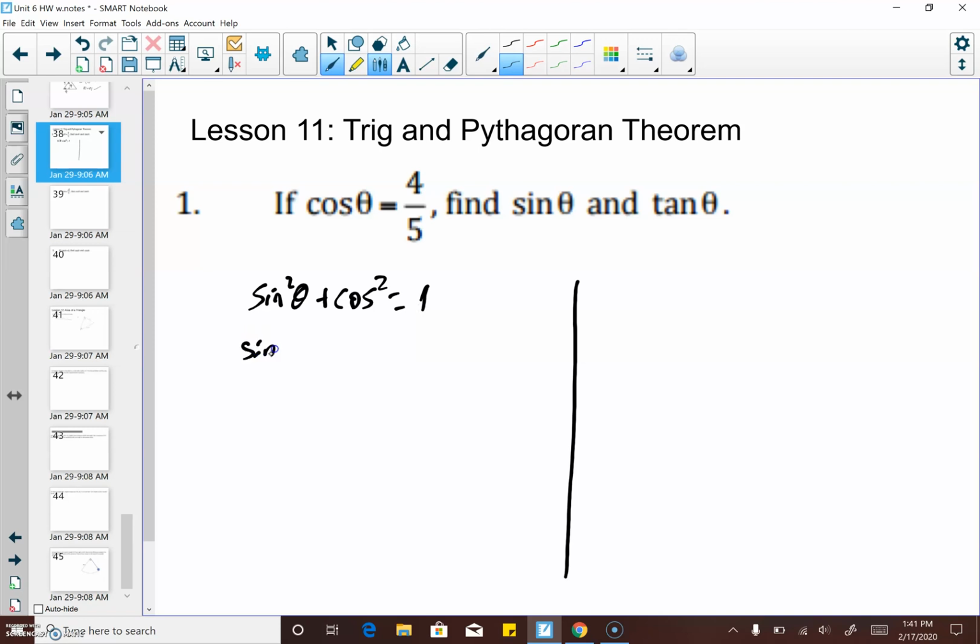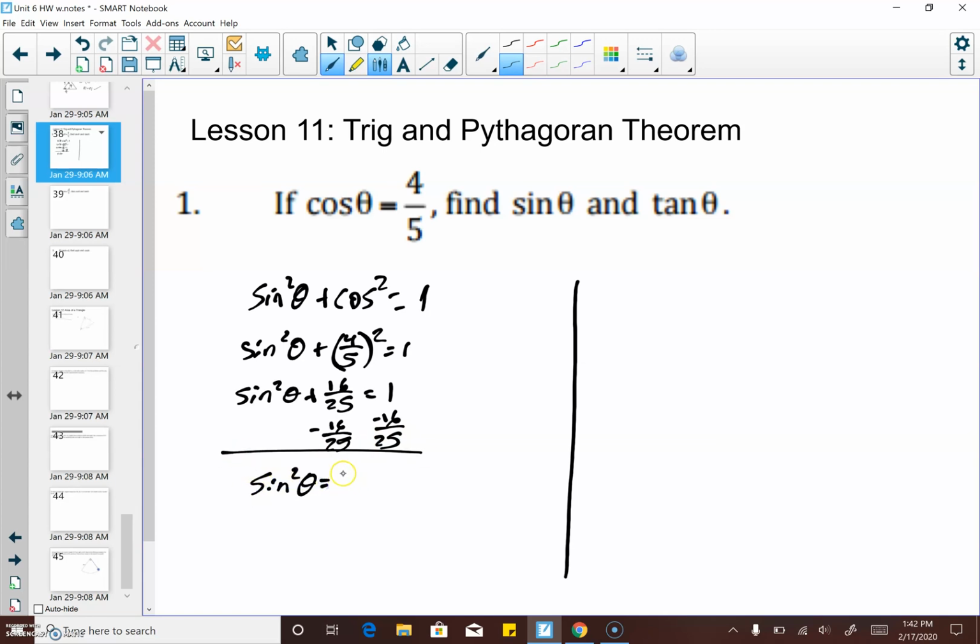We don't know sine squared yet, so we're going to hold off on that. But we do know that our cosine is 4 over 5, so we'll square that and set it equal to 1. When we square that cosine fraction, we get 16 over 25. We'll subtract that fraction from both sides and get sine squared theta equals 9 over 25.